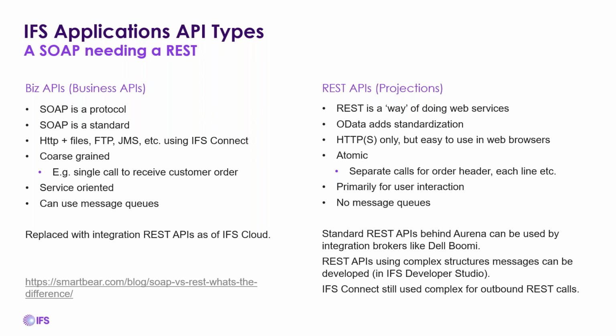The REST APIs that are in IFS out of the box and sit there behind Arena are atomic because they're done for user interaction. So we need to make one little call to say, now create the order, and then create each customer order line, etc. So primarily for user interaction. We can reuse some for integration as well, and I'm going to give a little example about that.